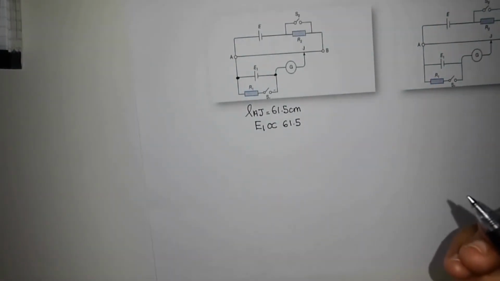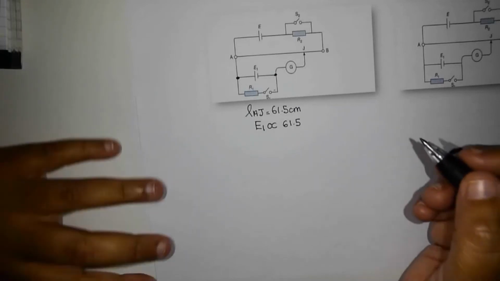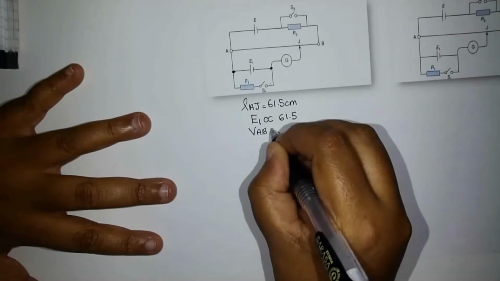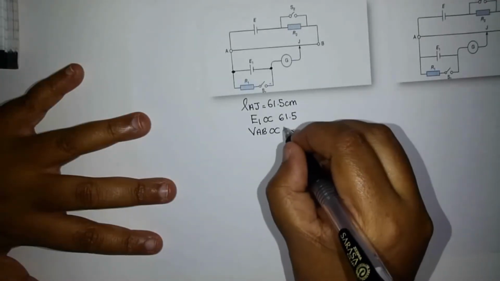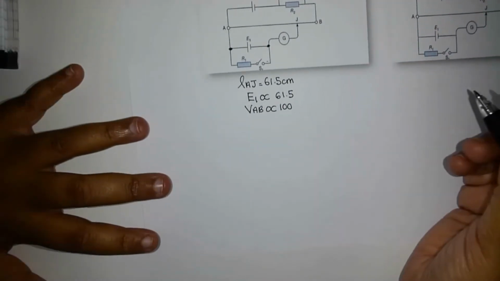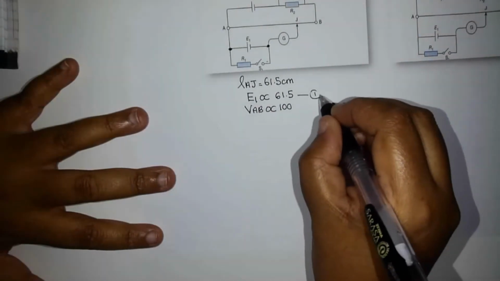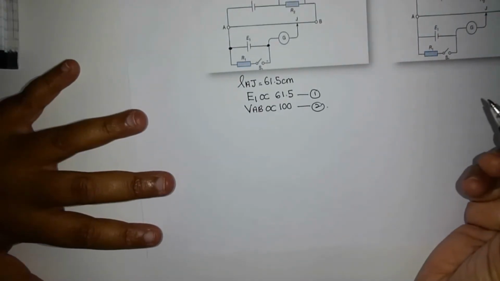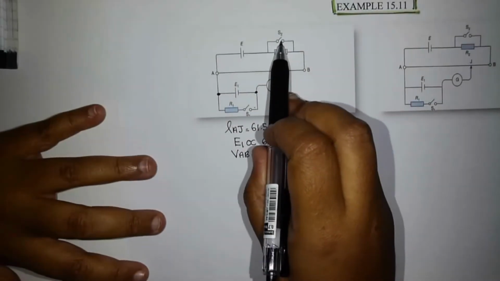Okay, so that will be number 1. And then we know that VAB is directly proportional to 100 cm. Okay, alright, so this is number 1, this is number 2. Alright, and then this one is also open.